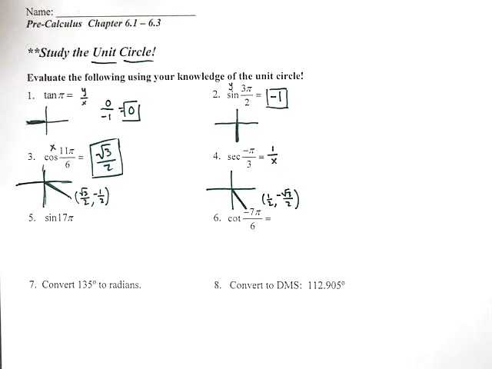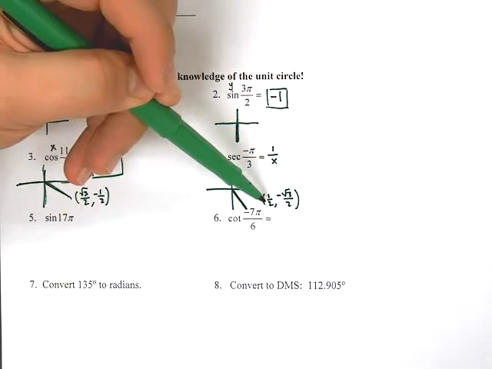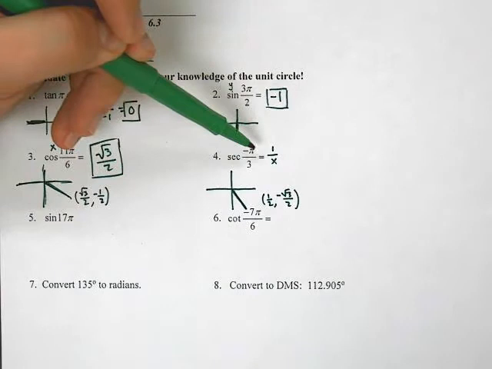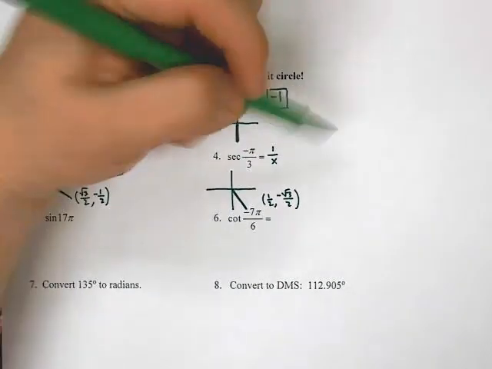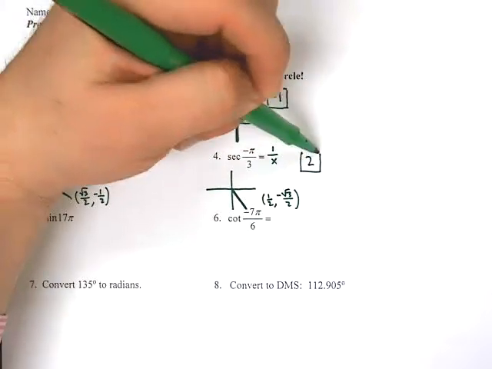So the last thing we need to remember is if our x is 1/2 and we want the secant, which is 1 over x, well, we just take the reciprocal for a value of 2.